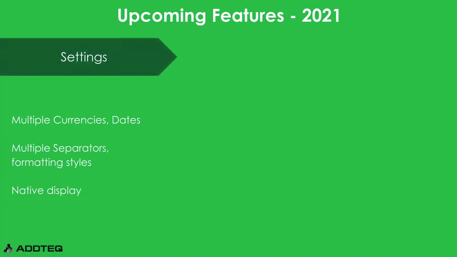I'll quickly move on to the upcoming features. We are working on some features right now, and the first of them is settings. Settings would have things like multiple currencies and multiple date formats. As Australia has a different currency and uses a different date format from the US, you should be able to use that as well. You can also use multiple separators and formatting styles in your numbers. And finally, native display, so that you have an option to create a native HTML display of your Excellentable tables. The first two of these, currencies and separators, should come out by the end of this month, and native display would take a bit more time.